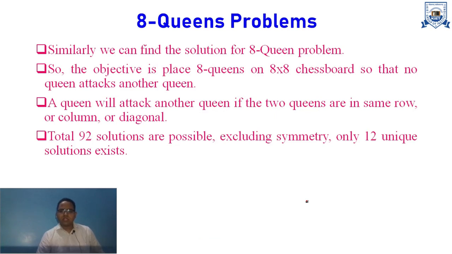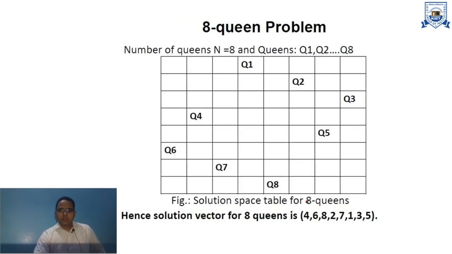Similarly, we have an 8 cross 8 chessboard, and we are asked to place 8 queens so that no queen attacks another queen. That means no two queens are in the same row or column or diagonal. If you draw this state space tree, it will become a very huge diagram. You can try it yourself and find the solution. There are 12 unique solutions for this problem. Since the 4-queens problem has 2 solutions, the 8-queens problem has 12 unique solutions that you can try for. So this is one sample solution out of these 12.